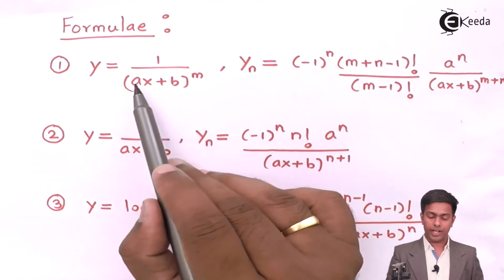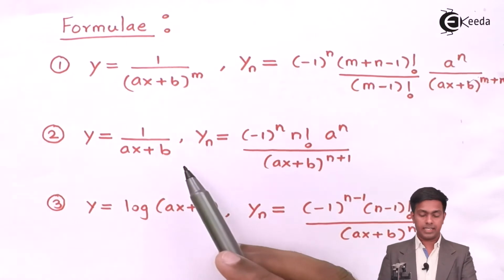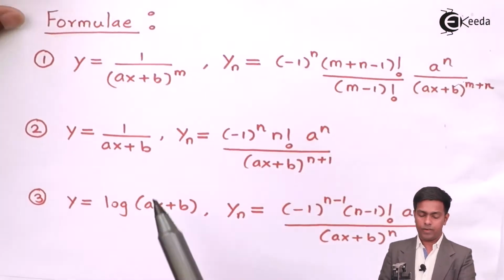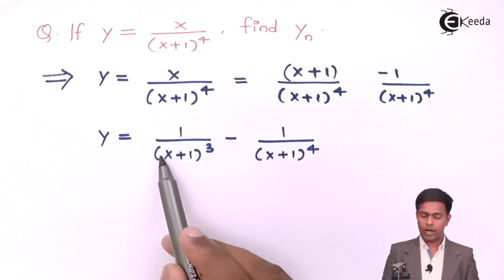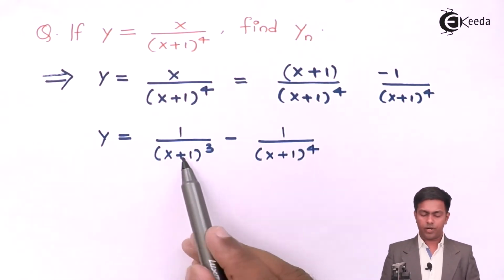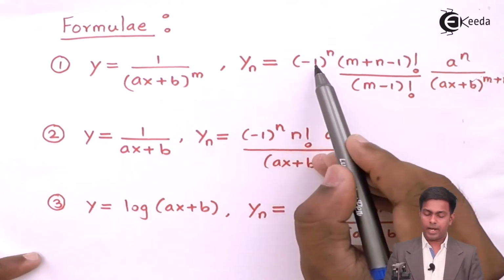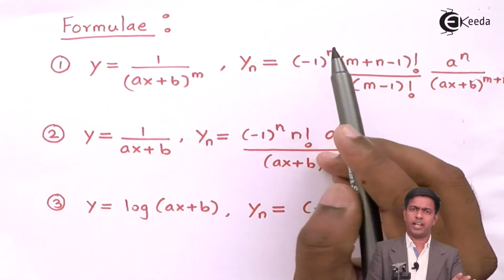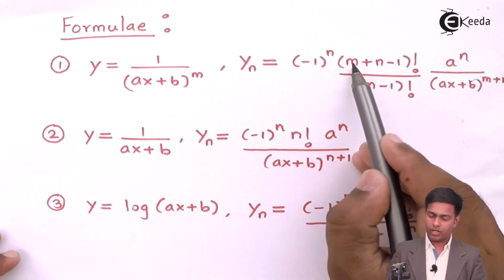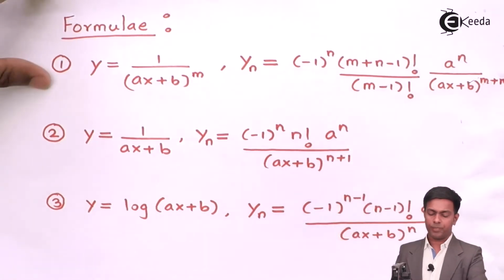If y is 1 upon ax plus b to the power m, then yn is given by this formula. So by comparison, we can say that the value of m here is 3 and here it is 4. The values of a and b are both 1, because the coefficient of x is 1. So guys, let's substitute a as 1, b as 1, and m as 3 in the first case in this formula. So here I'll get minus 1 raised to n. Now n will remain n. I'm just going to replace a and b with 1 and m with 3. So here I'll get 3, and 3 minus 1 is 2, so that will become n plus 2 factorial. So I'll write it down.